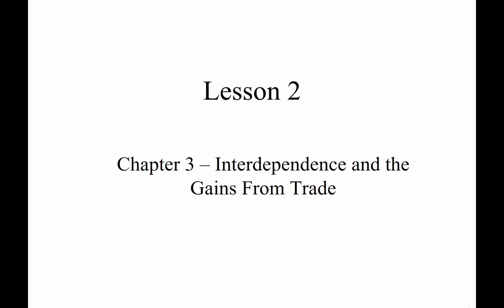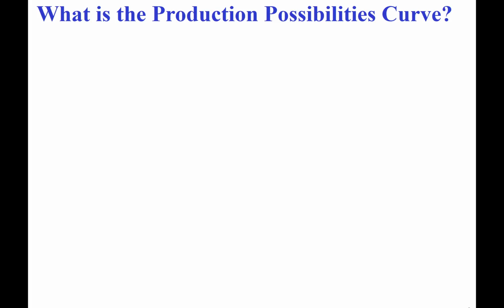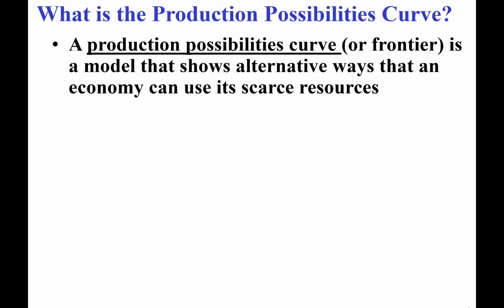Hello macroeconomics students. Today we're going to be looking at Chapter 3, Interdependence and the Gains from Trade. In order to understand trade, we need to start with the Production Possibilities Frontier Model. This is a model that looks at the production possibilities for nations and how it allows us to understand the basis of trade, which is opportunity cost, the cost of producing one good in terms of what is given up in production of the other good.